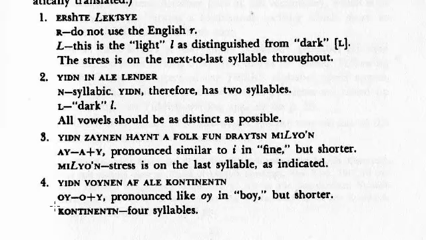Number 4. The oi sound is pronounced like oi in boy, but shorter. Kontinenten has 4 syllables, and stress is not indicated, so we are just going to assume that it falls on the second from the last. So it falls on nen, because the n is also syllabic, so it's kontinenten, right? Okay, so let's try to read this. Yidden wohnen auf alle Kontinenten.